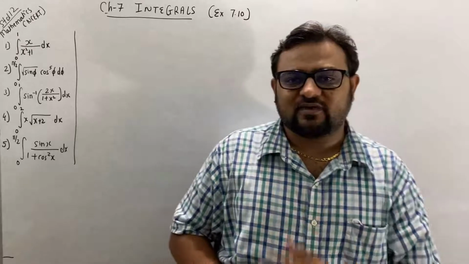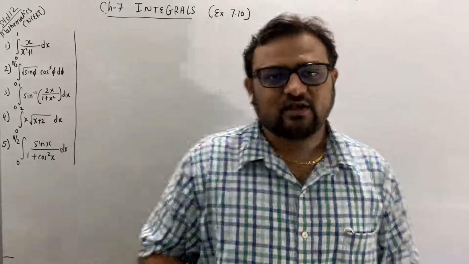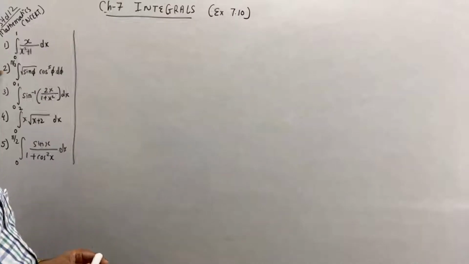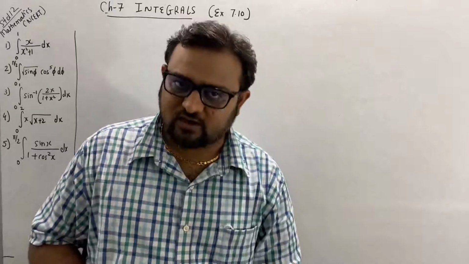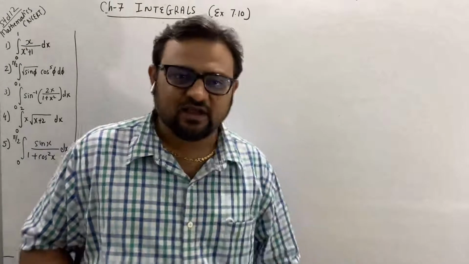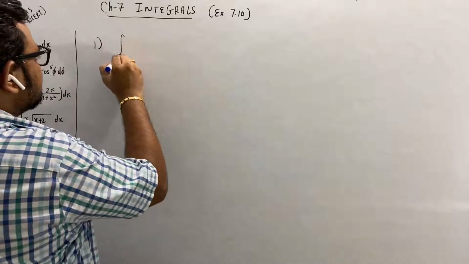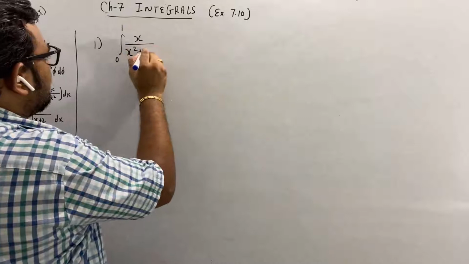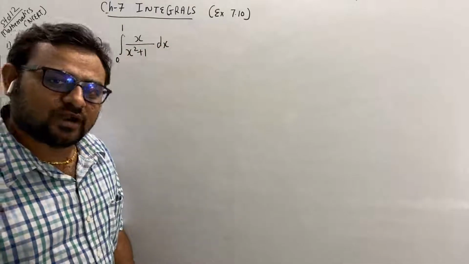Now let's begin with exercise 7.10 of chapter 7, that is integrals. So the first question is the integration from 0 to 1 of x upon x square plus 1. This is definite integration. We had already done this type of sum. So the first sum is integral from 0 to 1 of x upon x square plus 1 dx.